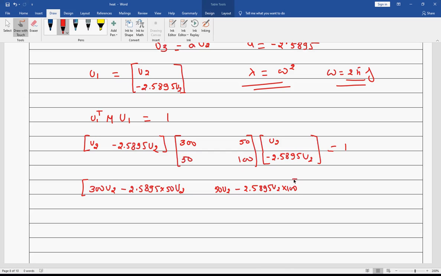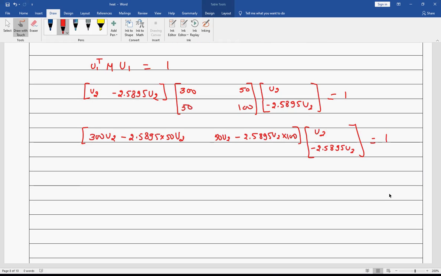Okay, and this will be multiplied to U2 into minus 2.5895 U2, and that will be equal to 1. Okay, so again this into this you have to do. Now you can subtract this value. They are subtractable, so you can easily get these values.